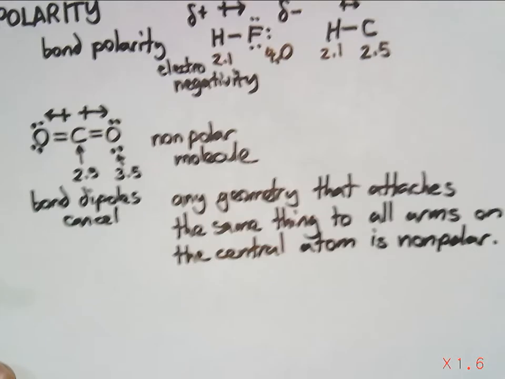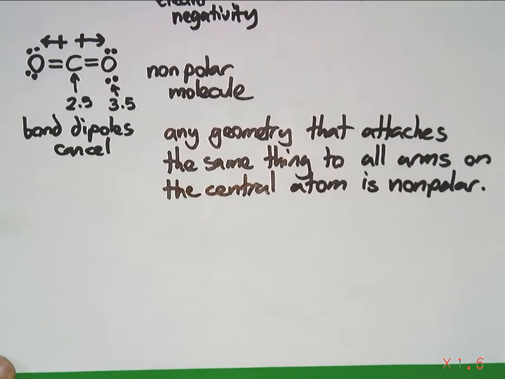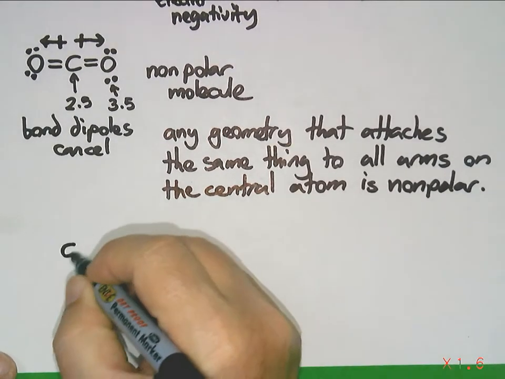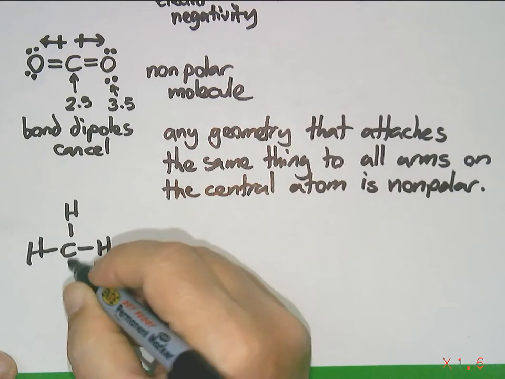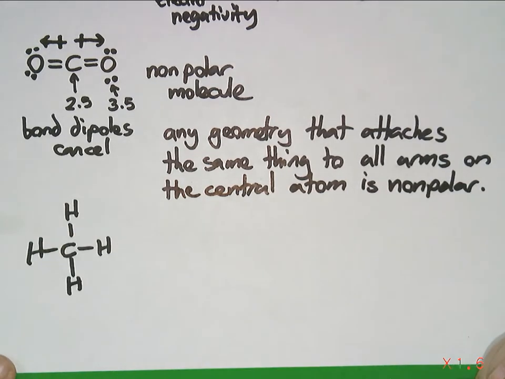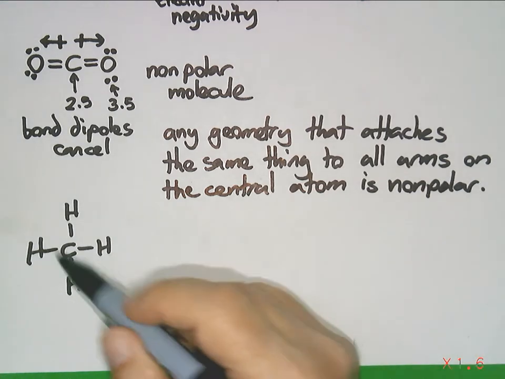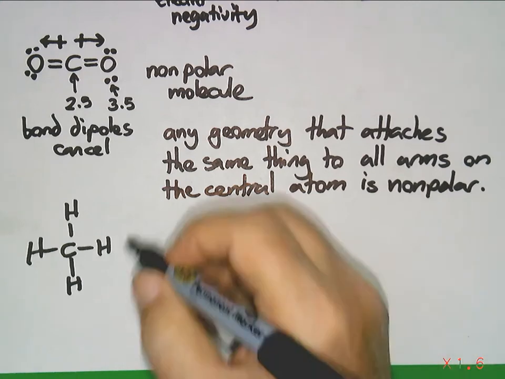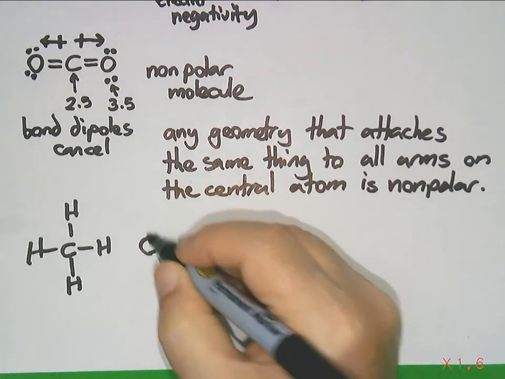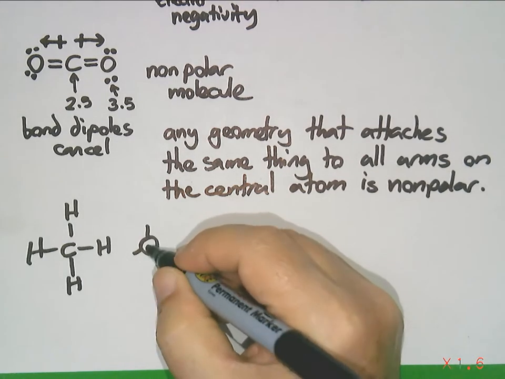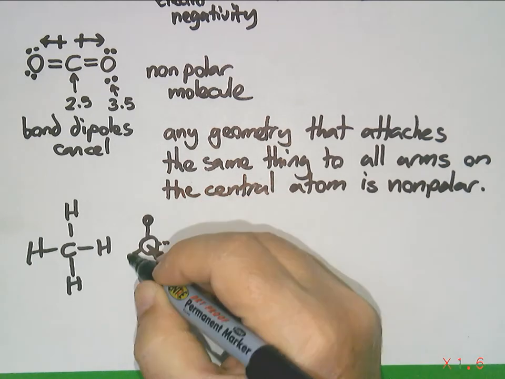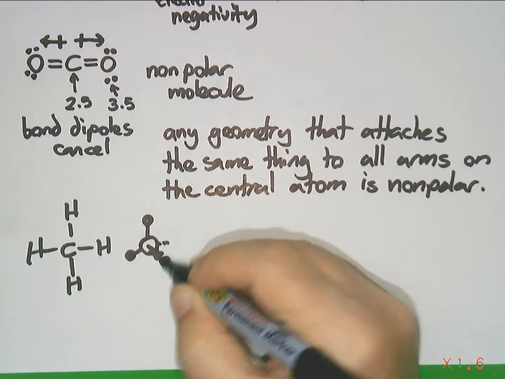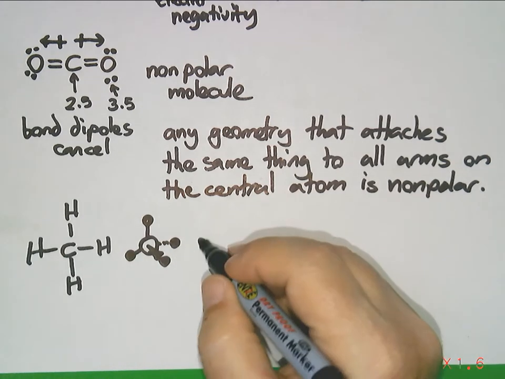So let's look at some examples of that. If you've got CH4, there's the Lewis structure for CH4. What's the electronic geometry? It's got 4 clouds around it, so it's going to have a tetrahedral electronic geometry. And it's got the same thing hooked to every arm on the central atom. So this will be nonpolar.